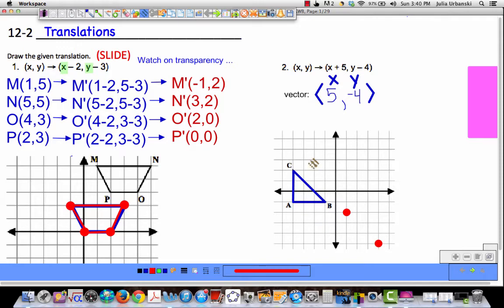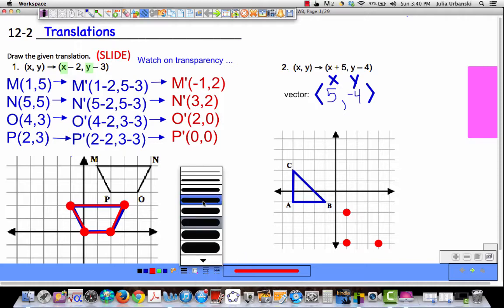For A, you do the same thing. Right 5, down 4. So it's 1, 2, 3, 4, 5, down 1, 2, 3, 4. And that's your new image.